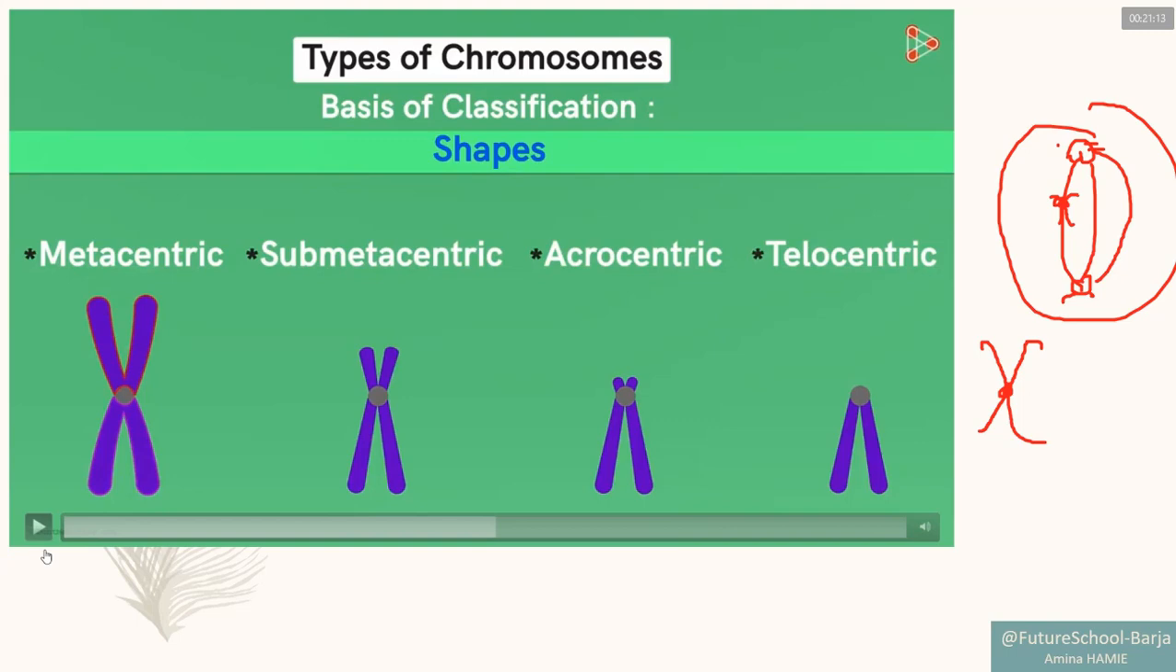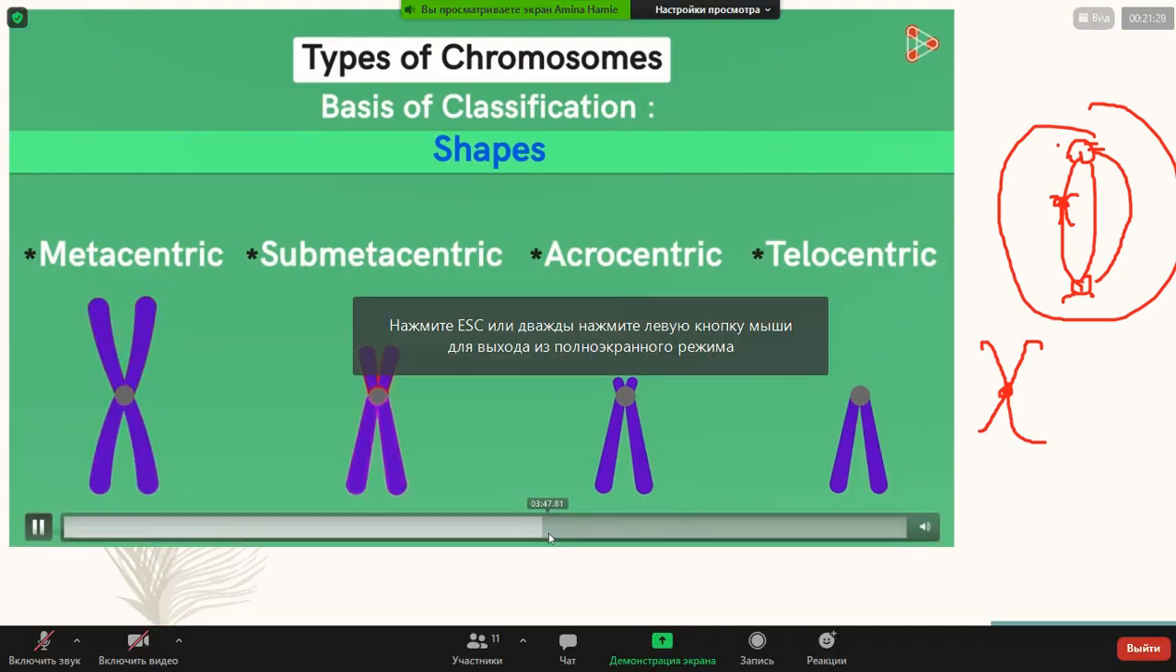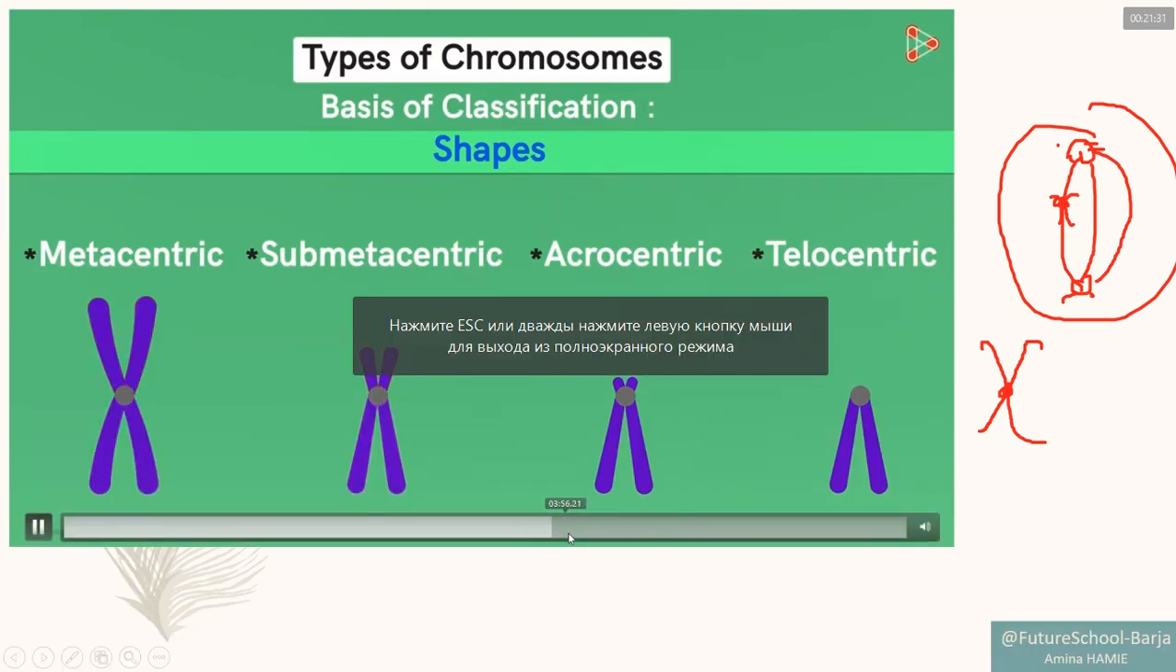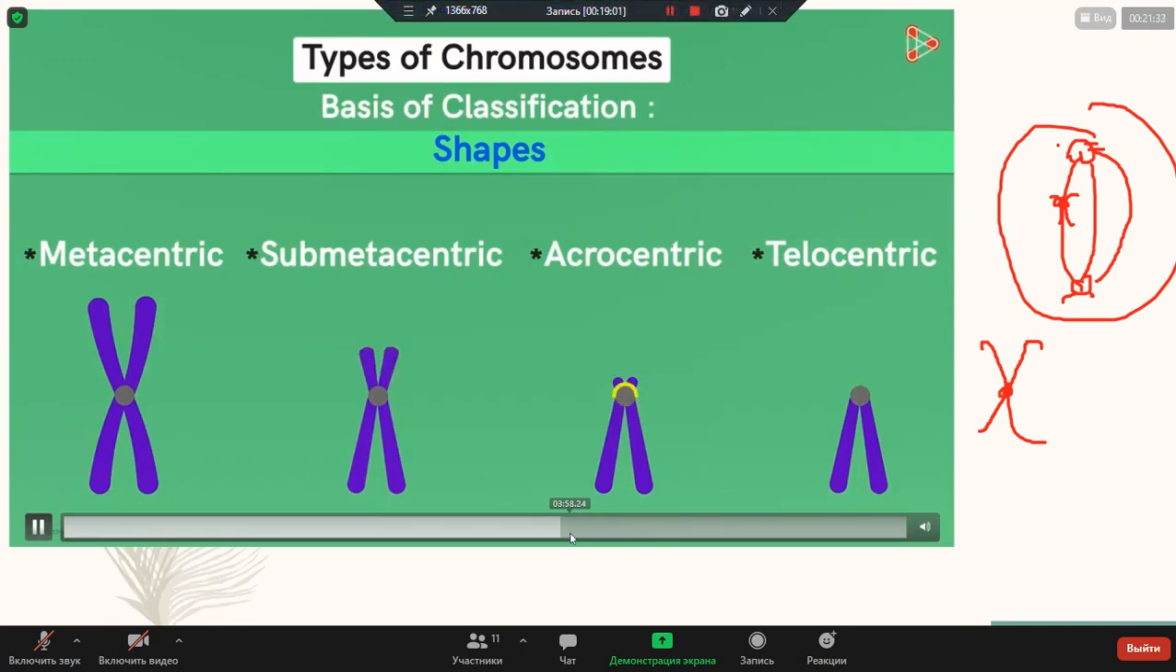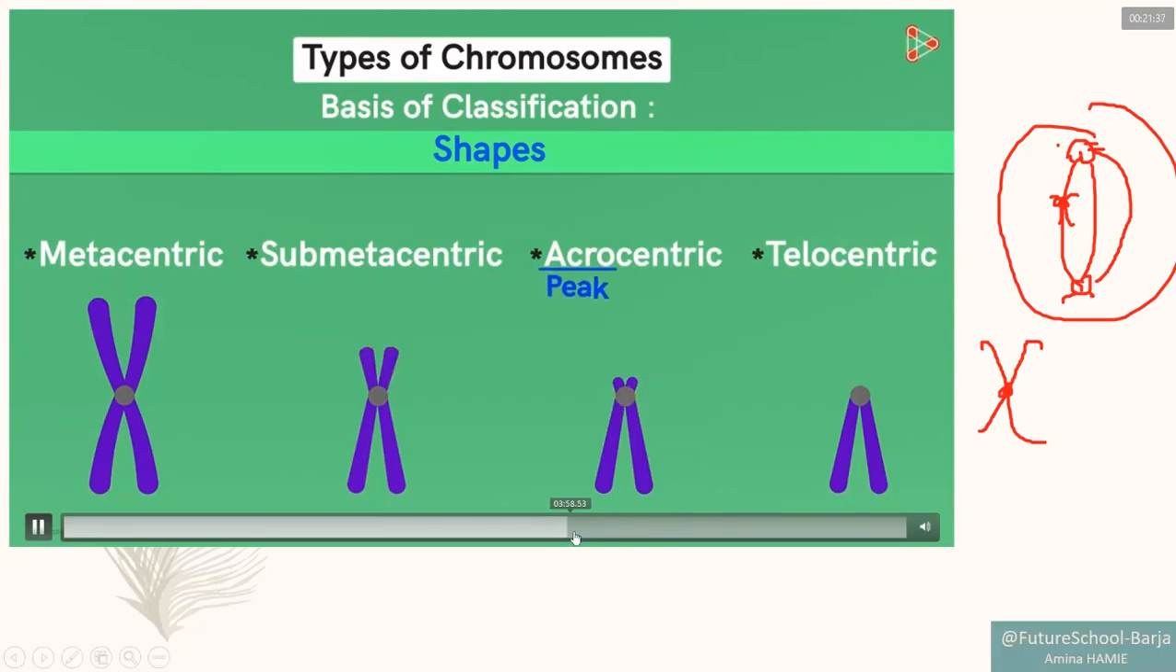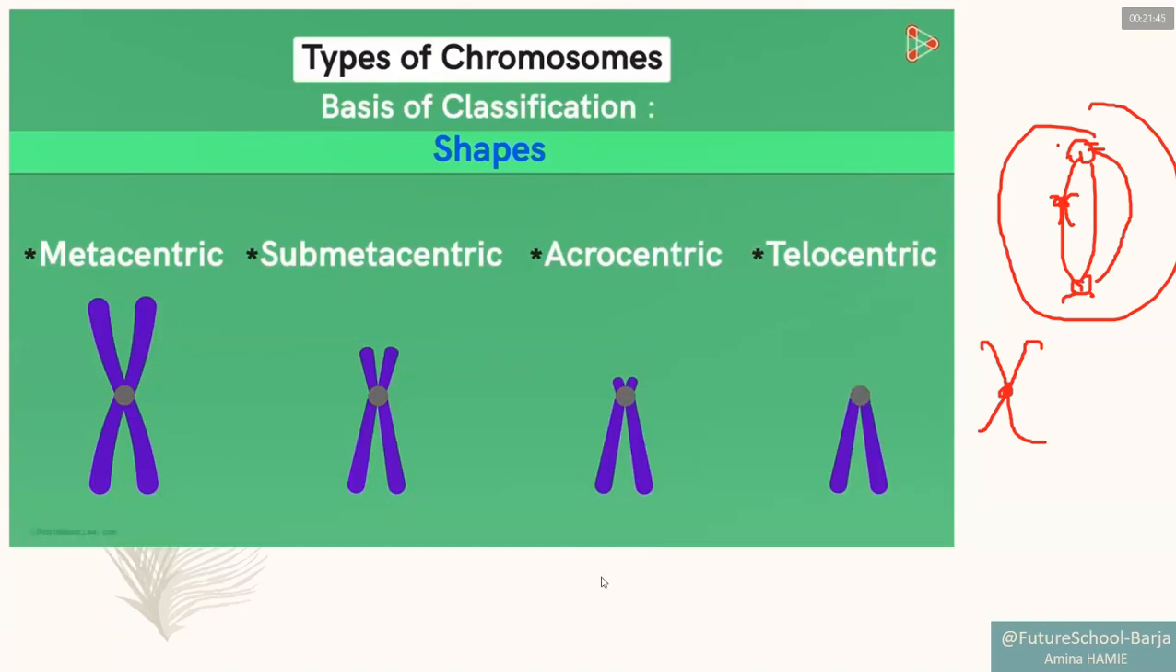The two arms appear unequal. Acrocentric: in this, the centromere is near the end region. The term acro in Greek relates to peak. The name refers to the type where the centromere ends. That is, the centromere is placed at the telomeric region. Hence the name telocentric. However, these chromosomes are not found in humans.